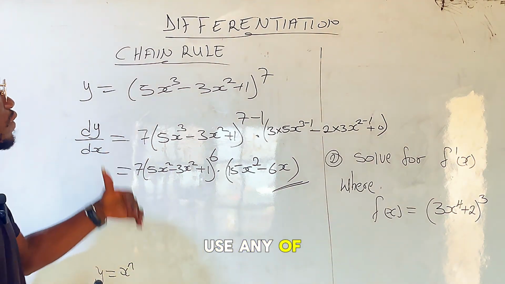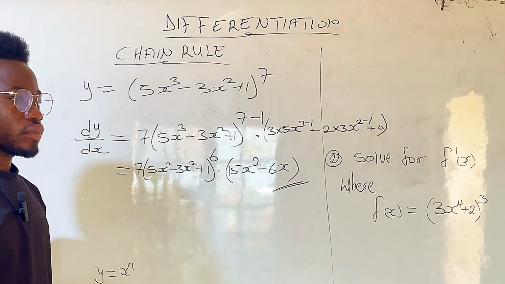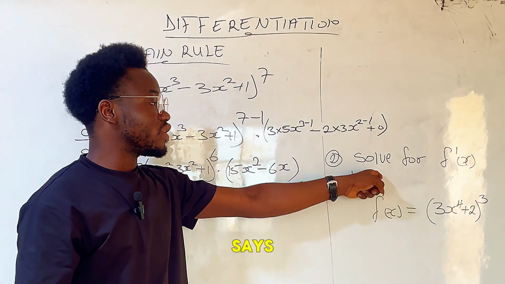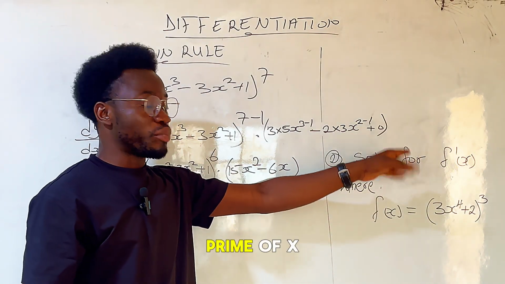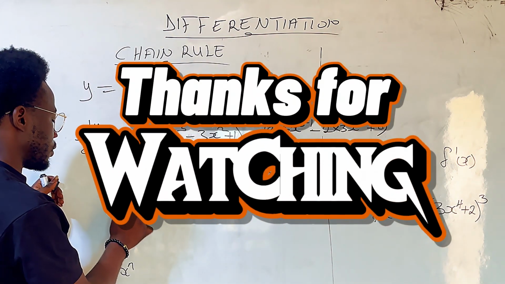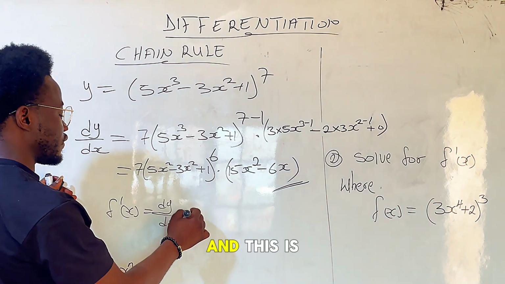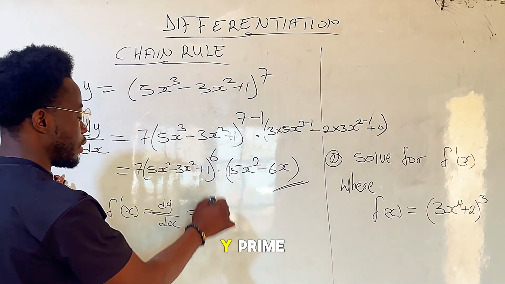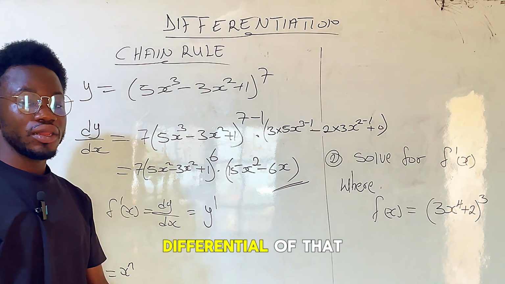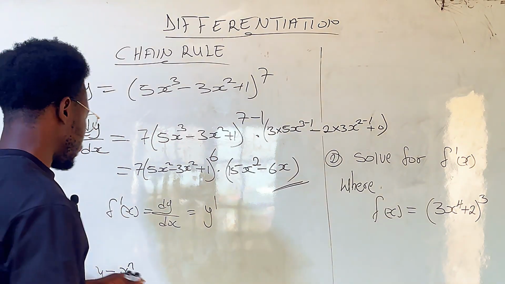So you can use any of these approaches to get your question solved. Alright? So let's look at the second example. The second example says that you should solve for f prime of x. Now, I mentioned that f prime is the same as dy/dx, and this is the same as y prime. So anywhere you see this, it means to find the differential of that particular function. So do not be confused.